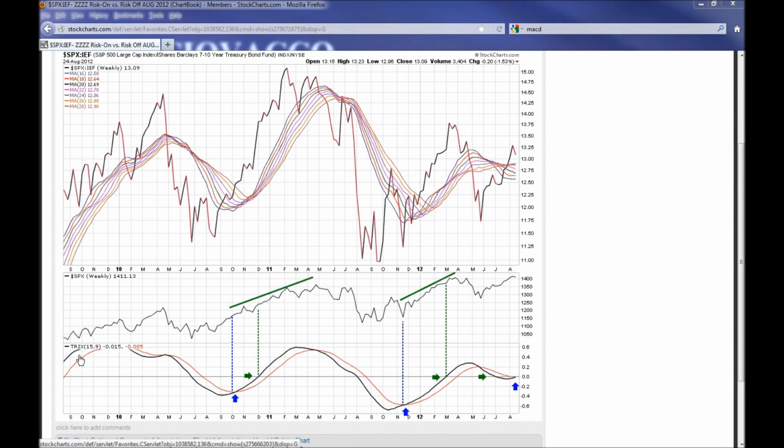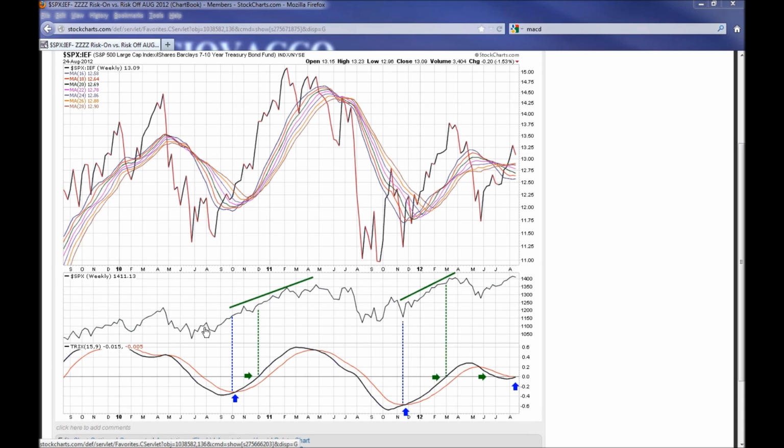The weekly TRIX indicator also seems to be pointing towards bullish outcomes. Present day, blue arrow, we have the black trying to cross above the red. It's not quite there yet. The blue arrow here is similar to this bullish cross here, where gains in the stock market followed, and this bullish cross here, where gains in the stock market followed.